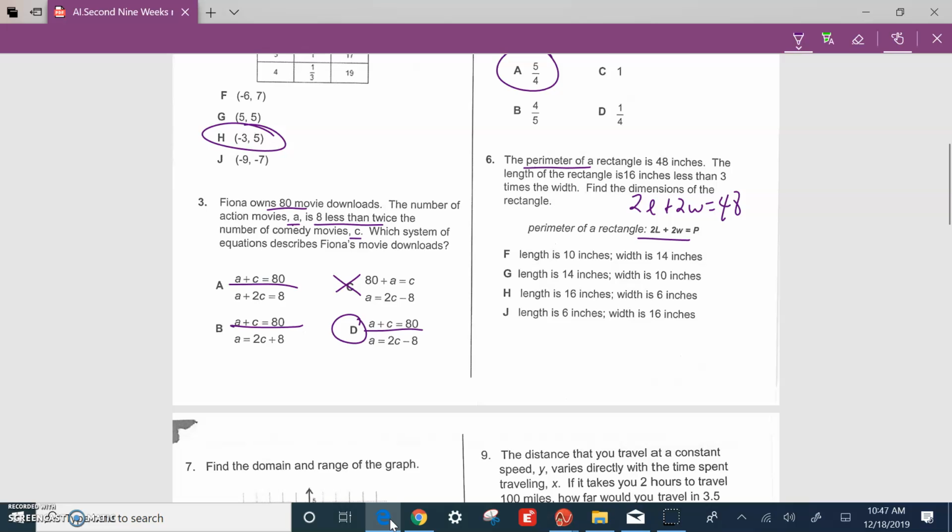It says the length is. So what should the equation start with? L equals 16 less than, and less than is a turnaround phrase. So 3W minus 16. 16 less than 3 times W. There is our system. Let's plug it in. Menu, algebra, solve system.